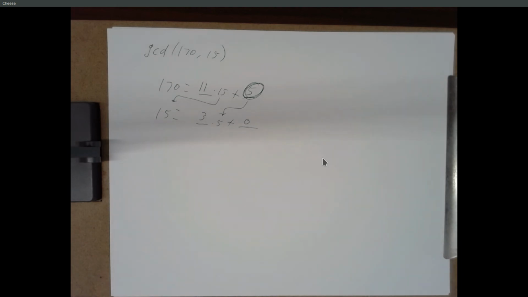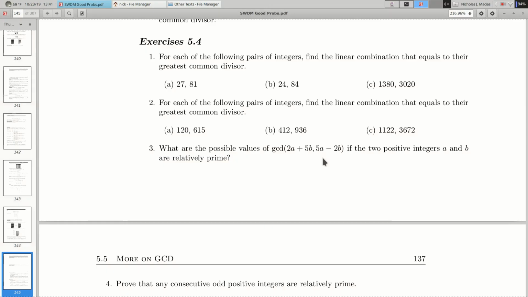Okay, so you remember that from Monday? All right. So work on questions 1 and 2, and don't worry about the linear combination. Just find the greatest common divisor of those pairs of numbers, and let's get some practice with the Euclid algorithm.